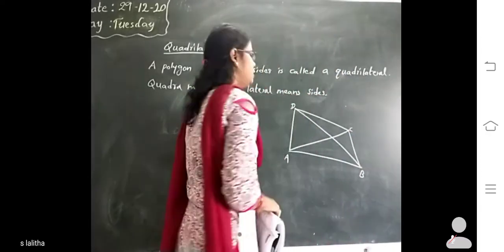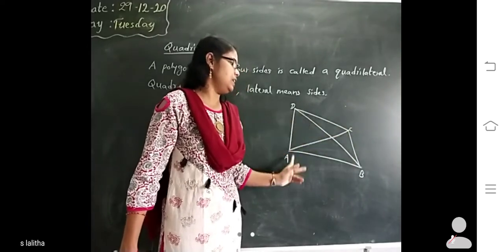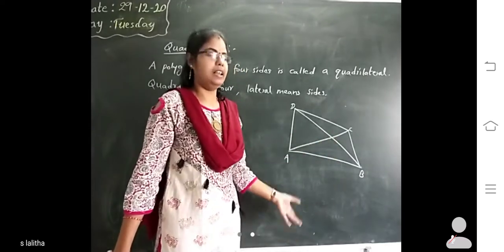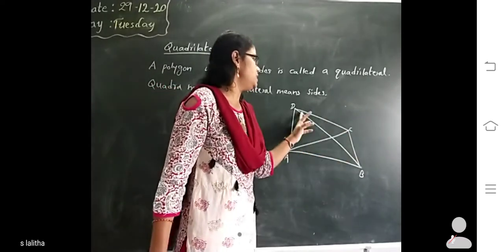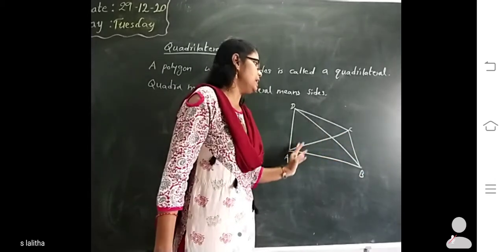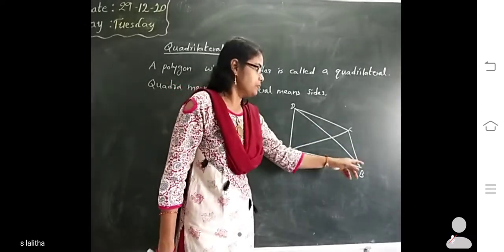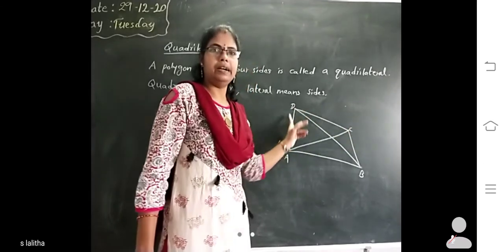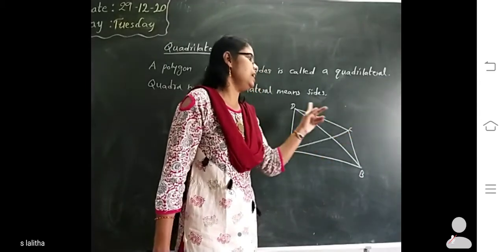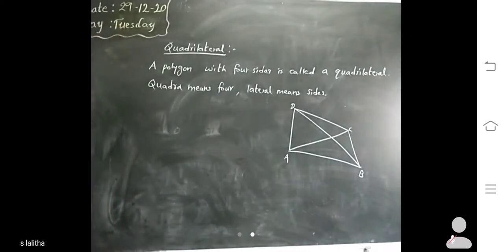So it is a polygon. It has 4 sides. AB, BC, CD, DA. Four sides are there, no? So that's why this picture is called a quadrilateral. And here AC and BD. What do you call AC and BD? Diagonals. And what are the sides for a quadrilateral? AB, BC, CD, DA. And what are the vertices? A, B, C, D. Okay, these are the vertices of the quadrilateral. Okay, right?